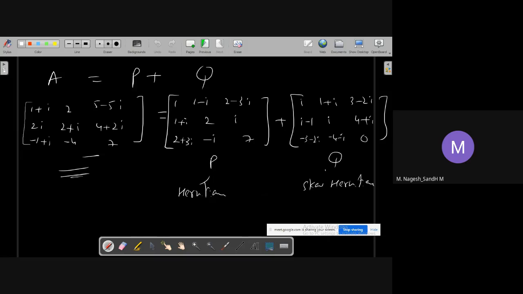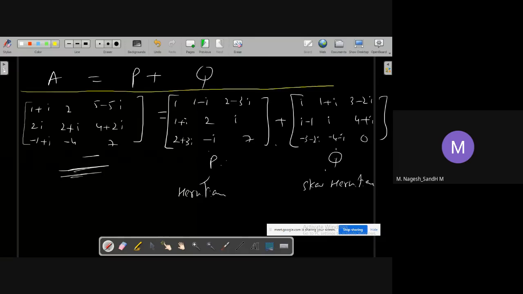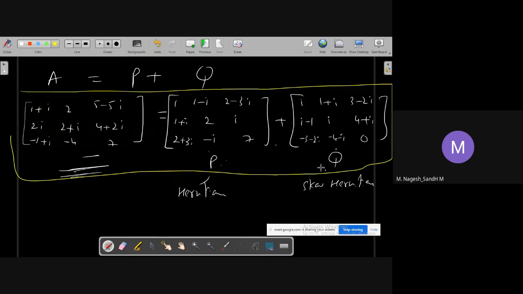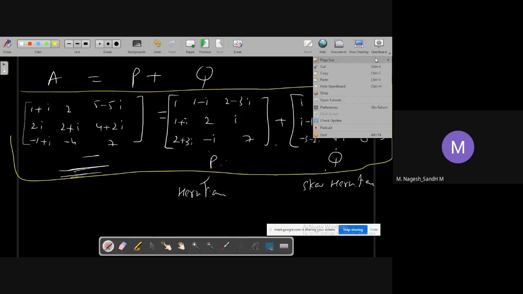What does it mean? The given matrix, we split it into P plus Q. This is a P, this is a Q. Don't add these two in the final step. You just write P plus Q. The given matrix, we have written into P plus Q format. P is a Hermitian, Q is a skew Hermitian. Okay. Any doubts on this?